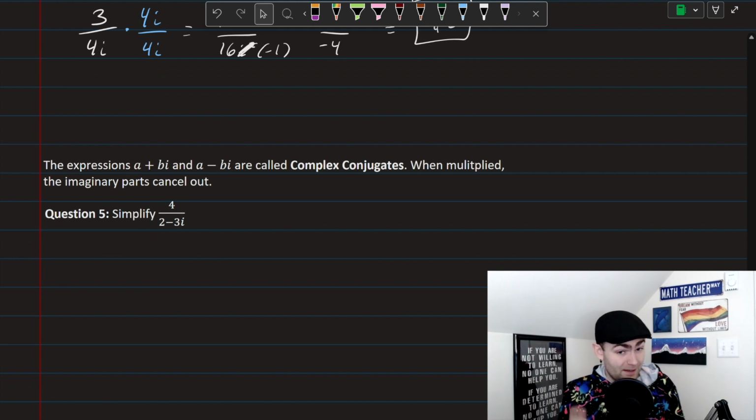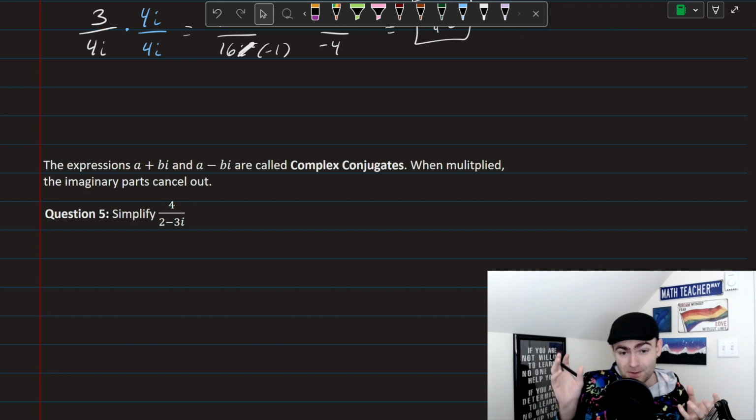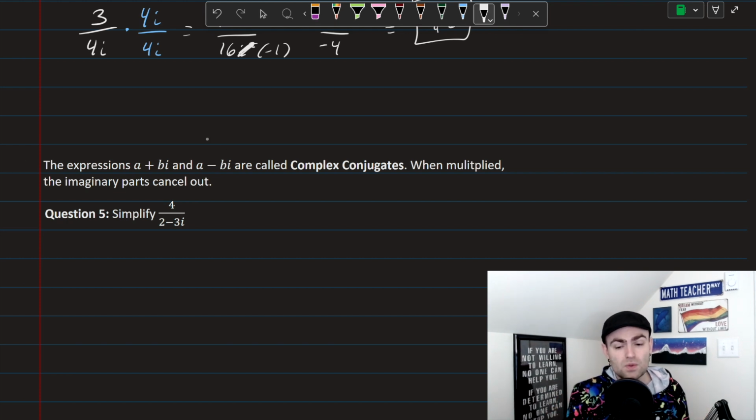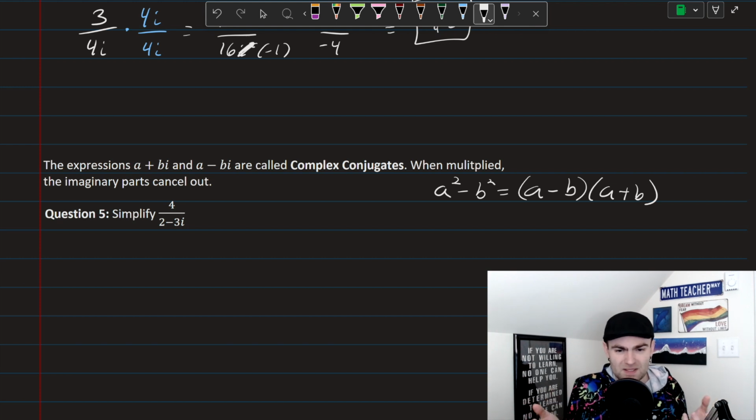Now, if I'm dividing by a complex number, not an imaginary number, but a combination of imaginary and real, I have to multiply by the complex conjugate. A conjugate is the two separate parts of the difference of squares. If you remember, if I have a squared minus b squared, that this factors to a minus b times a plus b. It doesn't matter which one's first. Order doesn't matter with multiplication, right? But each of these parts are called conjugates. And when I'm dealing with complex numbers, they're called complex conjugates. So we're going to multiply by the complex conjugate.